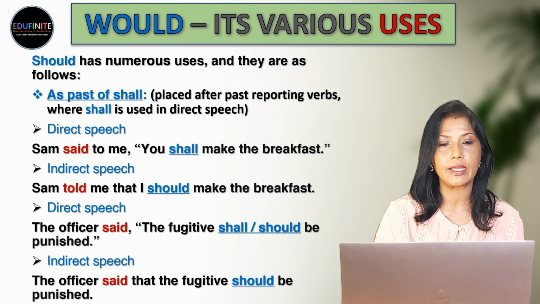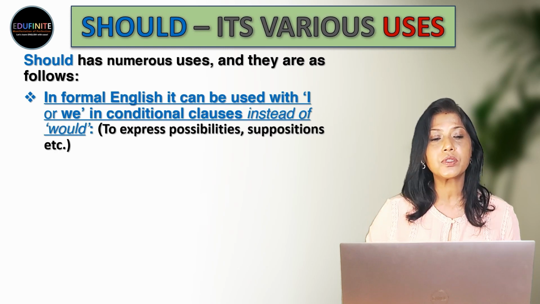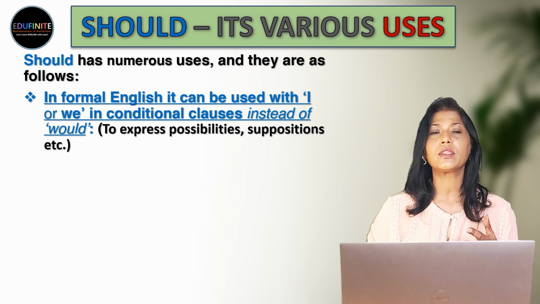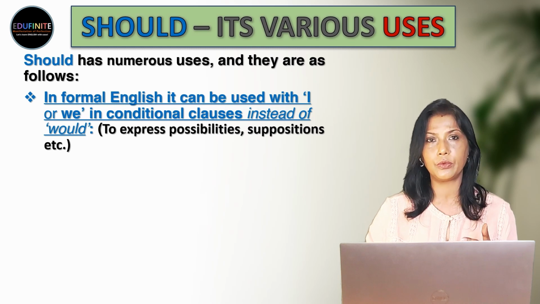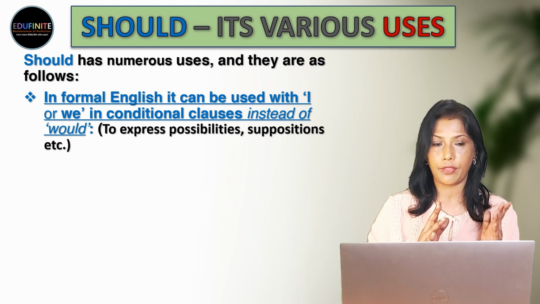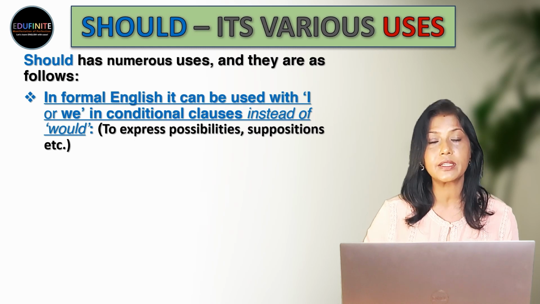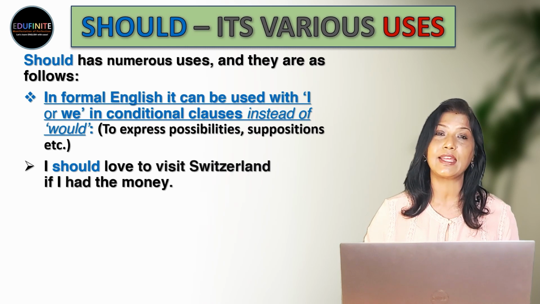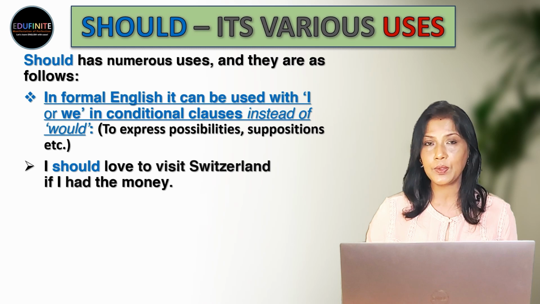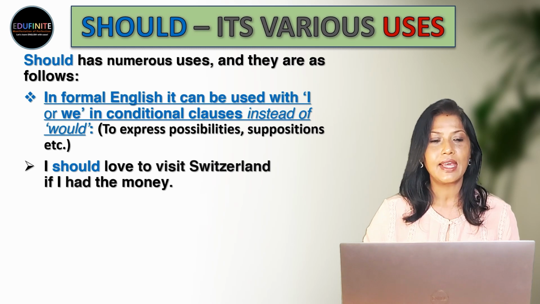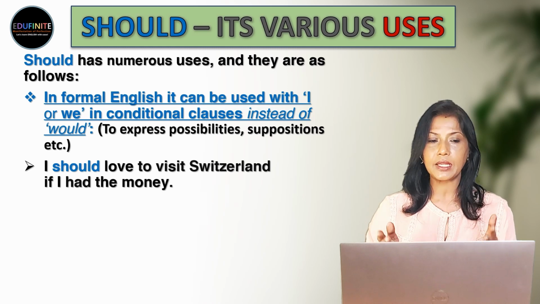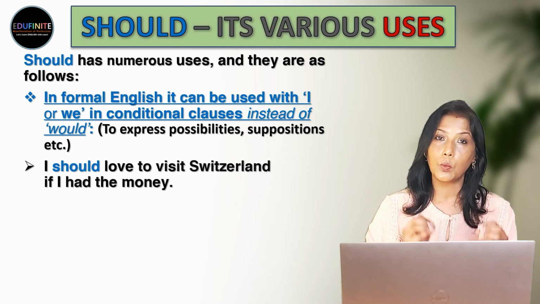Okay, the next one is, in formal English, it can be used with I or we in conditional clauses instead of would. So we generally tend to use would, but with first person, singular or plural, we can replace would with should, and that is to express possibilities or suppositions. For example, I should love to visit Switzerland if I had money. So yes, I don't have it, but if I had it, then I should love to visit Switzerland. You can also say, I would love to visit Switzerland if I had money. But with I and we can replace would with should.